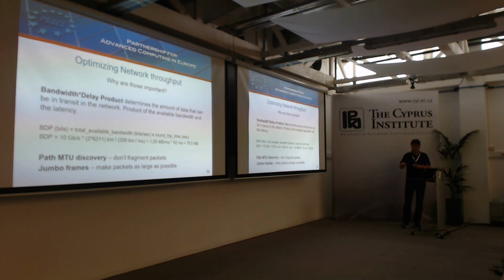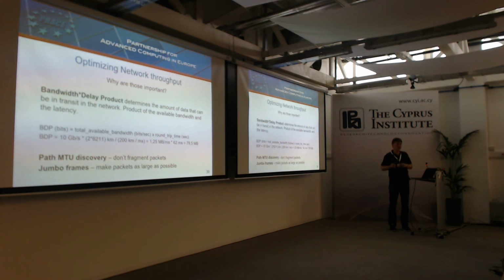And of course, using jumbo frames makes packets as large as possible. Normally, Ethernet has about 1,500 bytes per packet, and if you use jumbo frames, it's 9,000, so it's 6 times larger. So you have 6 times less packet header overhead. The disadvantage is, of course, if the jumbo frame gets destroyed, you have to send 9,000 bytes again. But even if there's a high error rate, the jumbo frame will still improve performance.